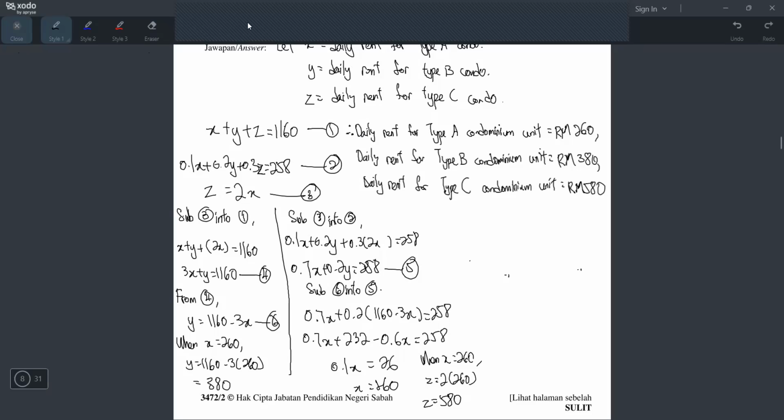Oh, and by the way, I made a mistake. I just realized 260 times 2 is not 580. It's 520. So this one is 520. Yeah, I just realized. And then I think the rest is correct, right? Yep. So that's the answer lah.